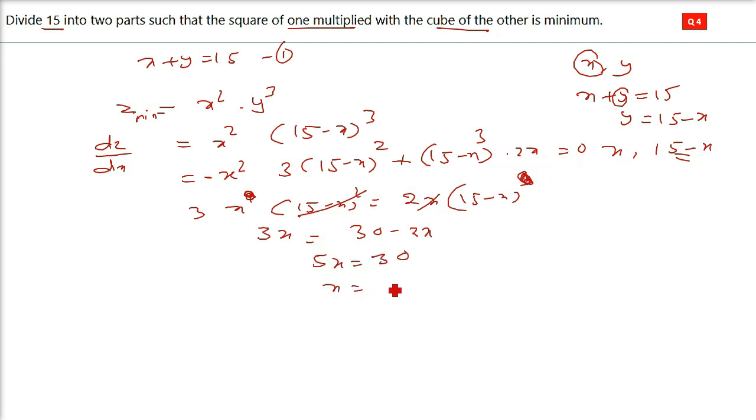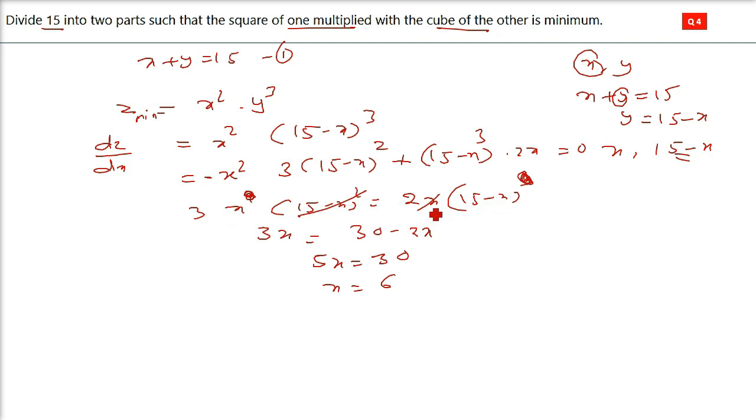X is 15 by 2, that is 5, 6, 30. X is 6. What will be y? Y will be 15 minus 6, that is going to be 9. So x and y we got, but this is not the right way. I'm just saying that this will also give you the correct answer. But the whole idea is that mathematics is not done like this.